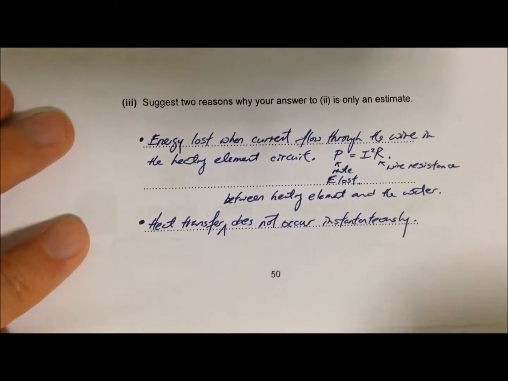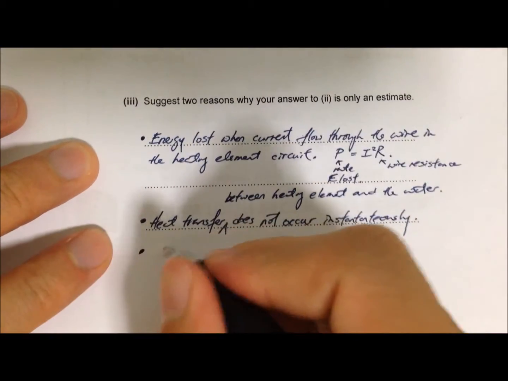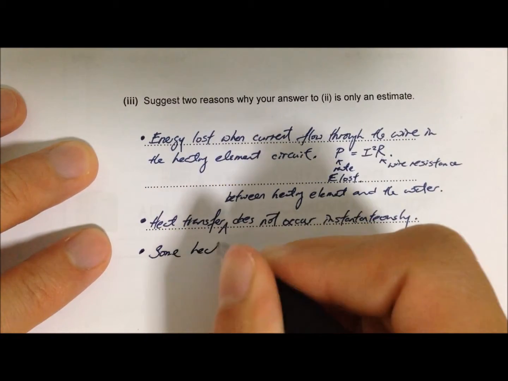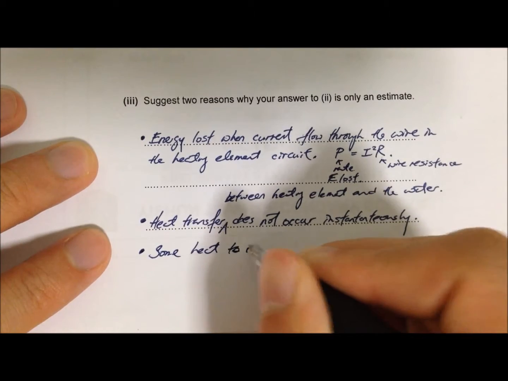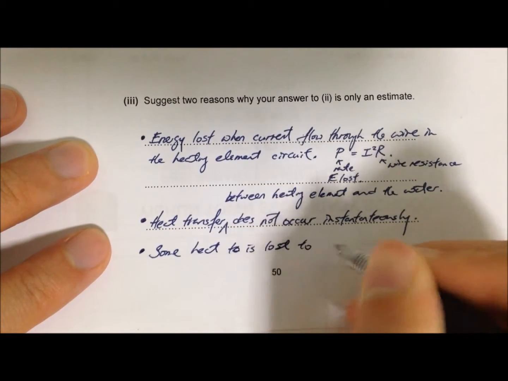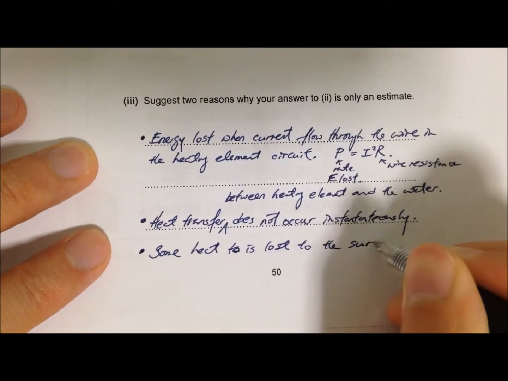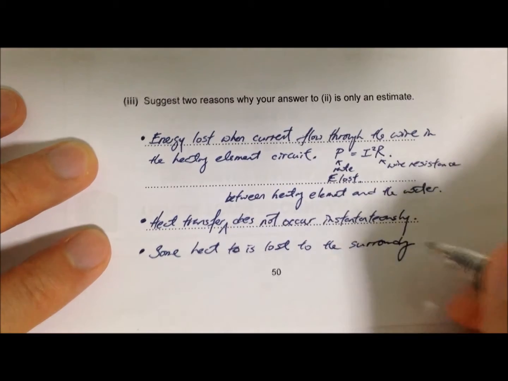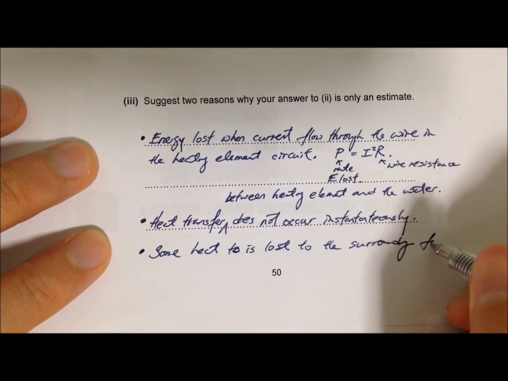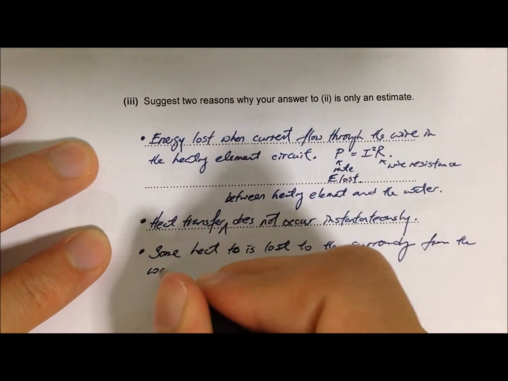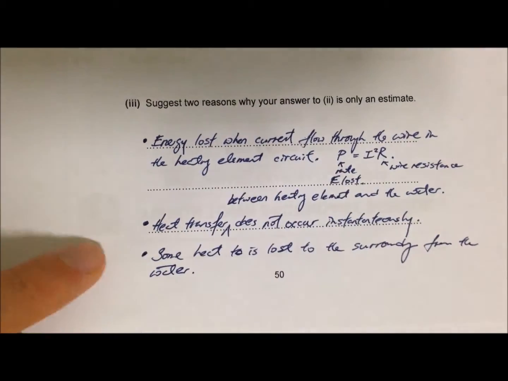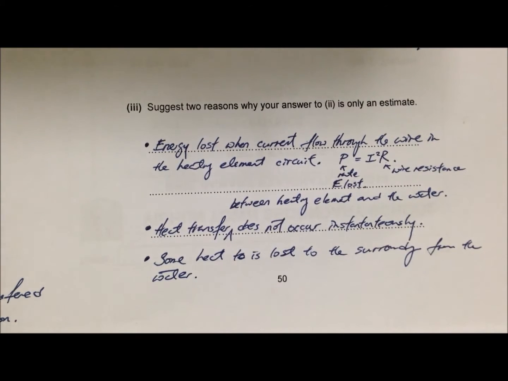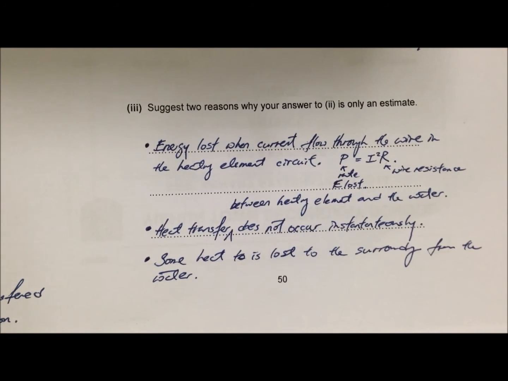So if the flow rate is too fast, you may not even capture that much energy from the heating element. Now the third reason is that some heat is going to be lost to the surrounding, from the water. So not 100% of the heat. Energy conservation is true, but it is very hard to conserve it in an open system when you have the surrounding there. It is almost impossible to avoid.